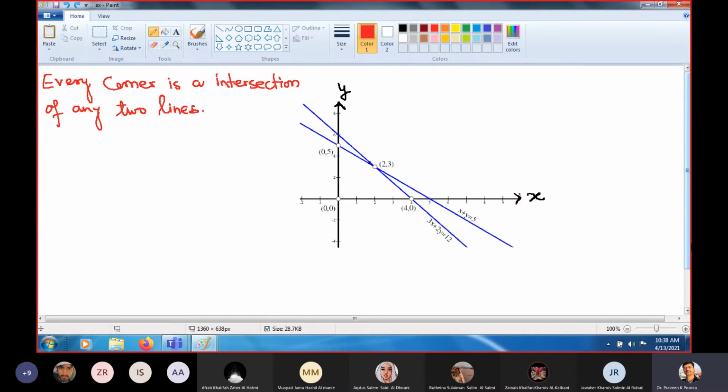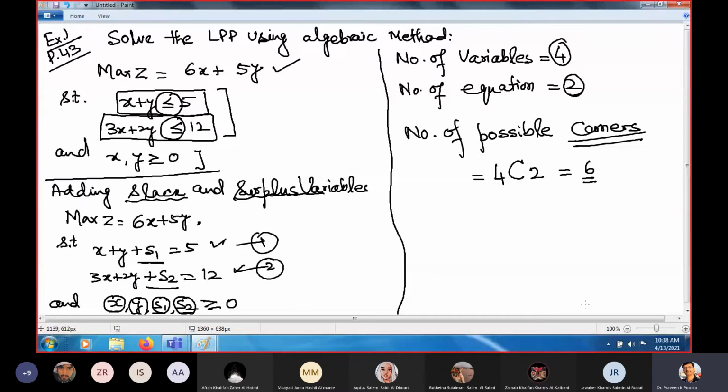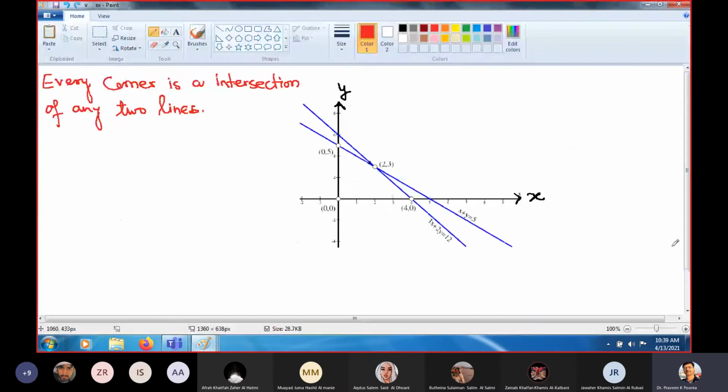And the same thing, my dear friends, I explained from this question. Without a graph, you can see here I did not explain any graph, but this is the standard problem. I changed this into equal signs by adding slack and surplus. Then I found the number of variables 4, the number of equations 2, and I calculated there are 6 possible corners. And my dear friends, it is the same: 6 corners, 1, 2, 3, 4, 5 and 6.